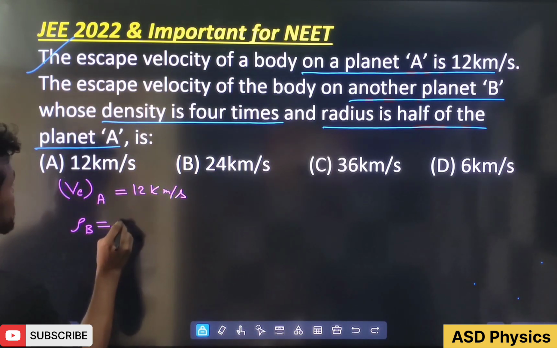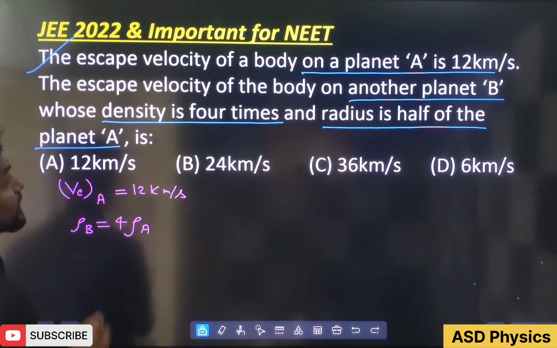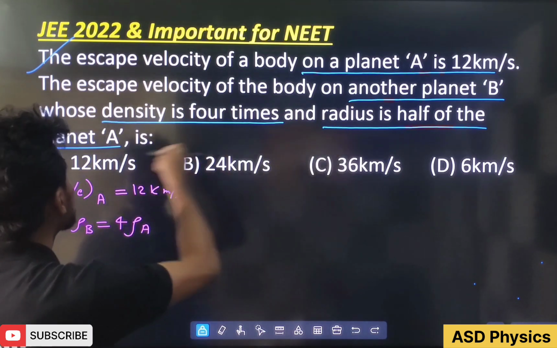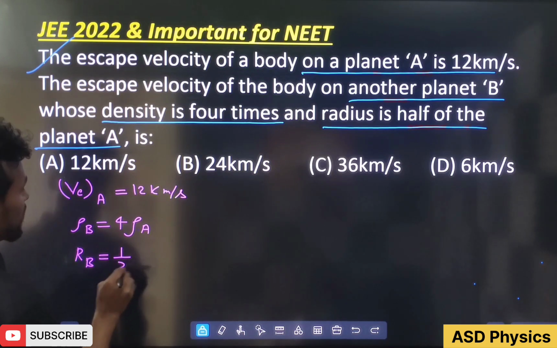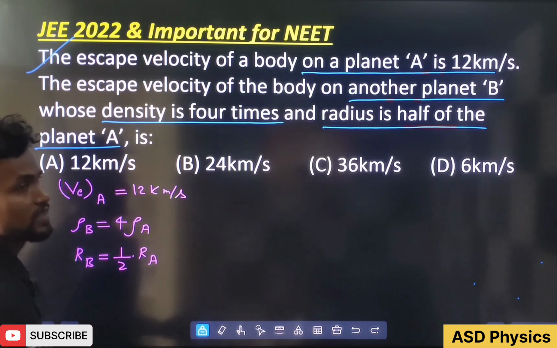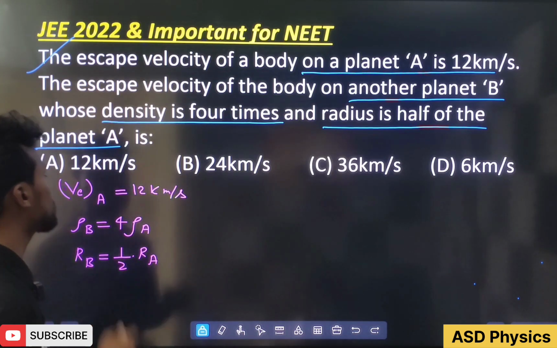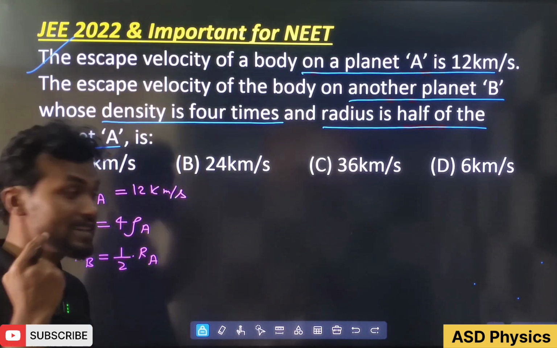So rho B is equal to 4 times rho A. And the radius of planet B is half of the radius of planet A. This much data is given, and what we have to calculate? We have to calculate the escape velocity from planet B.